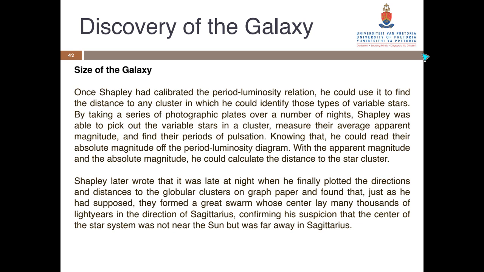Shapley later wrote that it was late at night when he finally plotted the directions and distances to the globular clusters on graph paper and found that, just as he had supposed, they formed a great swarm whose center lay many thousands of light years away in the direction of Sagittarius, confirming his suspicion that the center of the star system was not near the Sun, but was very far away in Sagittarius.